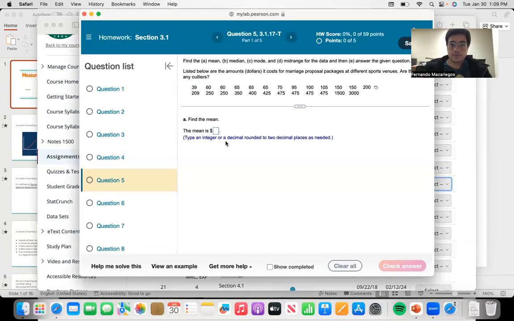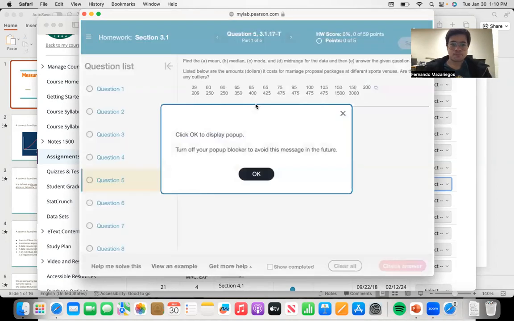So on number 5, we need to find mean, median, mode, mid-range, and then answer a question. These are amounts in dollars it costs for marriage proposal packages at different sports venues. Are there any outliers? So what we're going to do is we're going to go to StatCrunch.